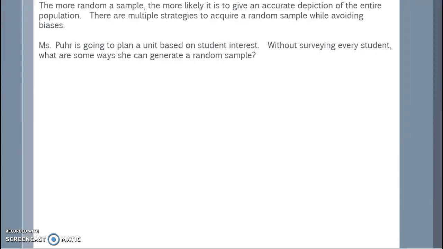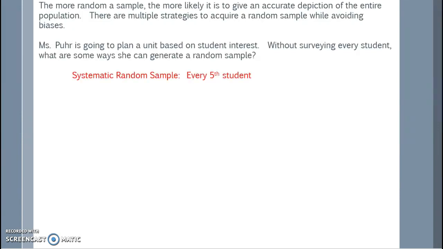The more random a sample, the more likely it is to give an accurate depiction of the entire population. There are multiple strategies to acquire a random sample while avoiding biases. Ms. Poor is going to plan a unit based on student interest. Without surveying every student, what are some ways that she could generate a random sample?